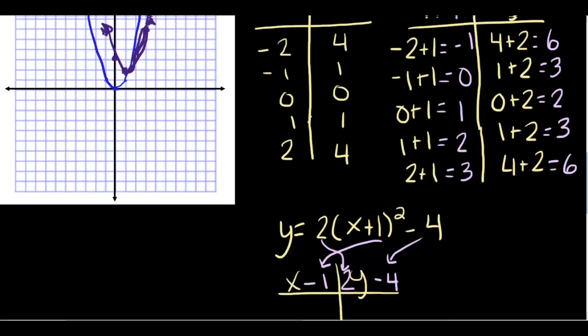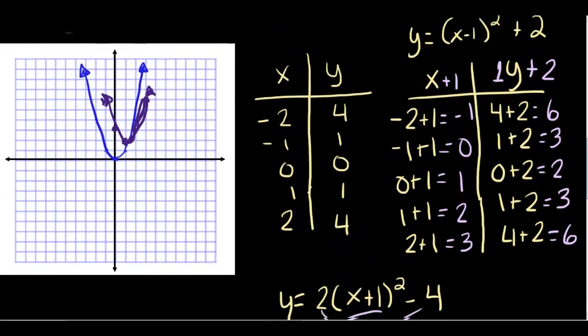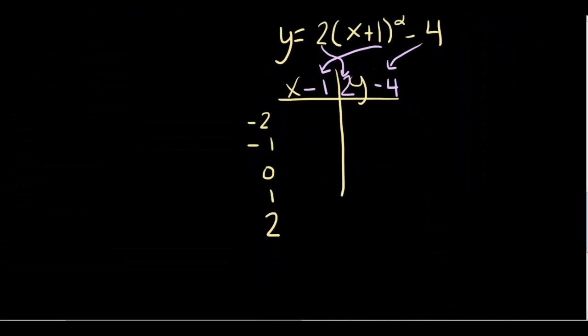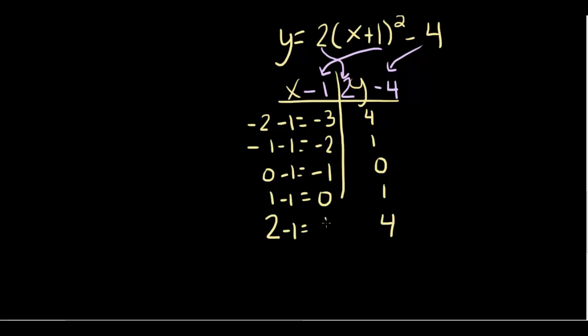So now, on my original table of values, I have negative 2, negative 1, 0, 1, and 2 for x. And for y, I have 4, 1, 0, 1, 4. So it's going to be negative 2 minus 1, that is negative 3. Negative 1 minus 1 is negative 2. 0 minus 1 is negative 1. 1 minus 1, that is 0. 2 minus 1, that is 1.